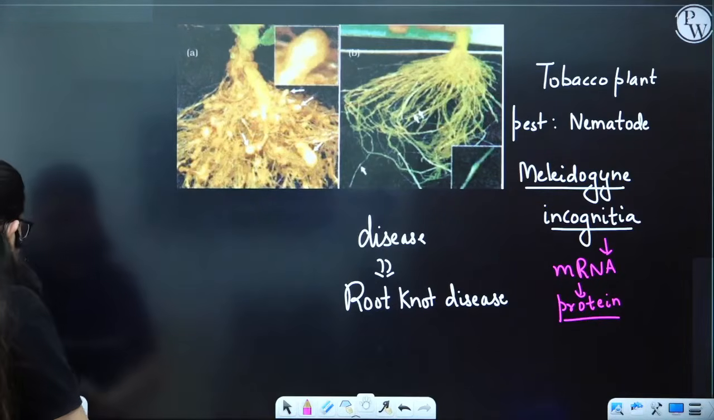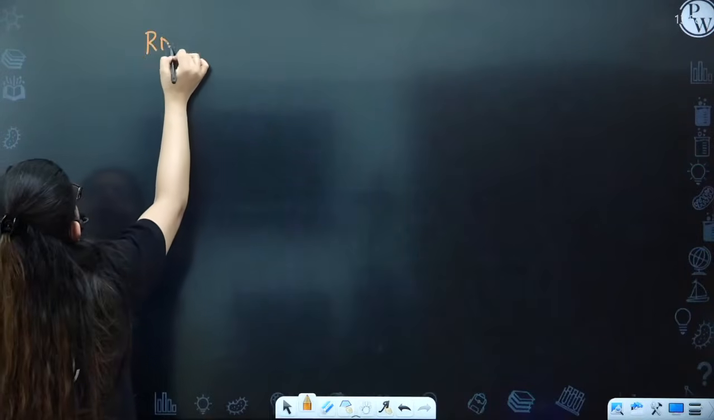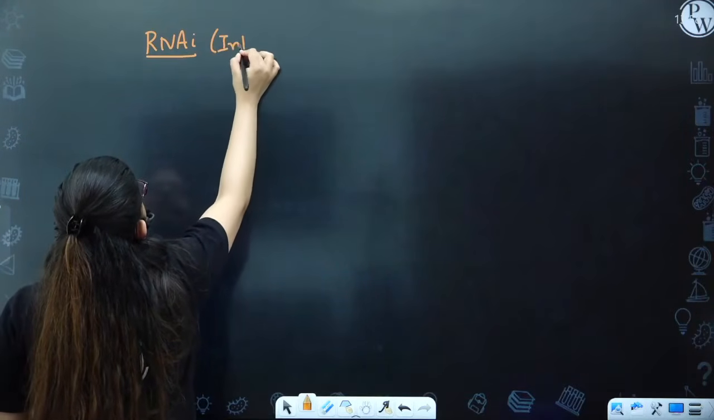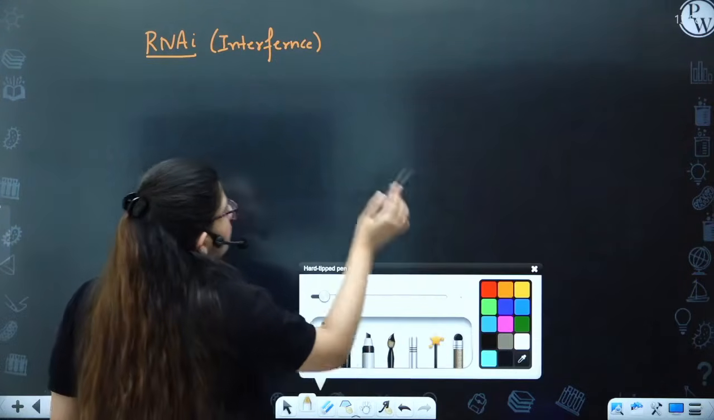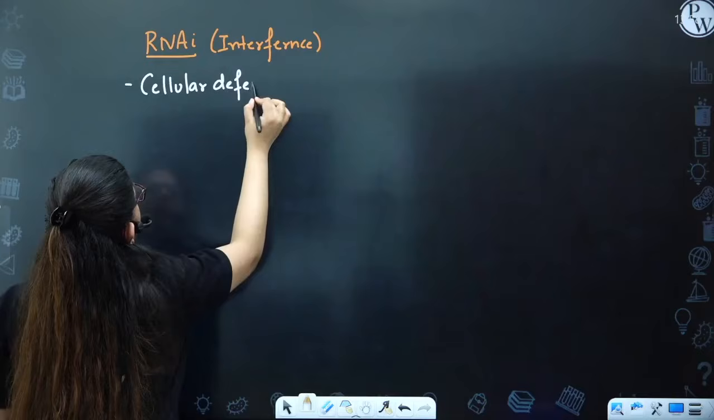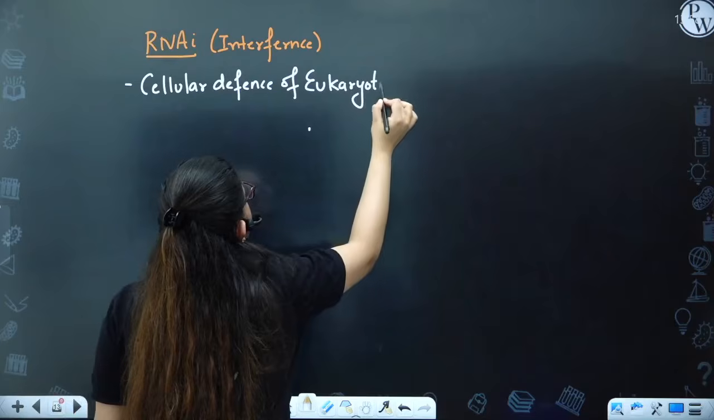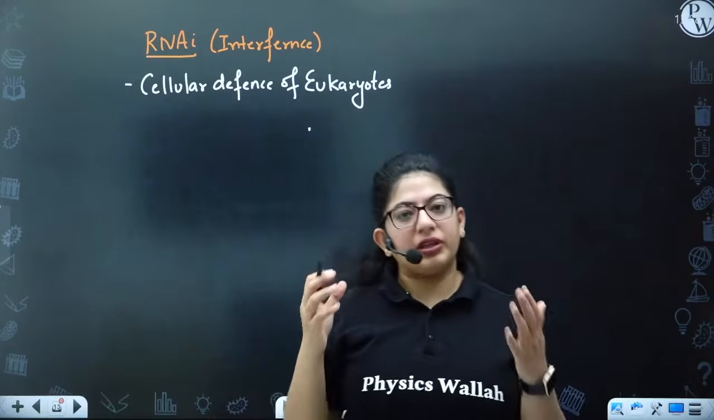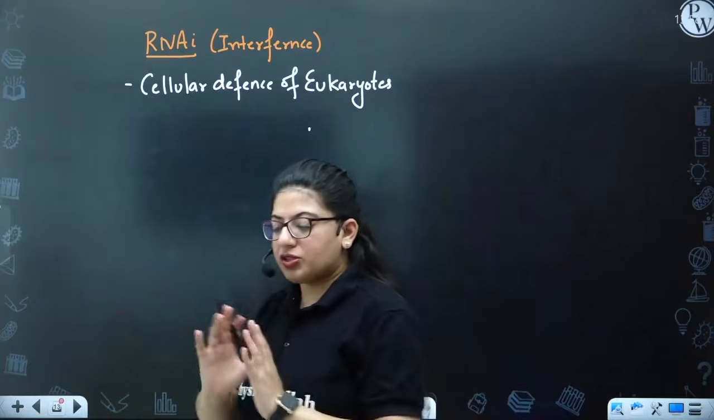Here, first of all, you need to understand a technique, that is RNA interference, RNAi. The I stands for interference. It's a normal natural cellular defense of eukaryotes. It is also present in my cell, in yourself, in all the eukaryotes. So first of all, we are talking about the technique. Later on, we will see how this technique is used in our problem.